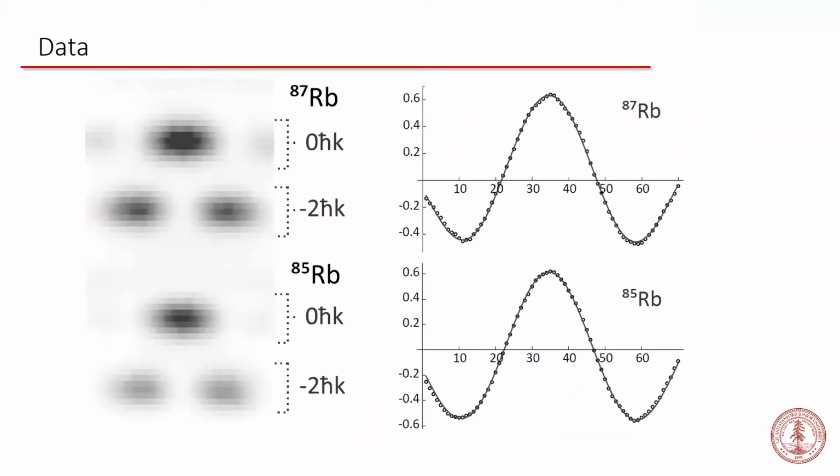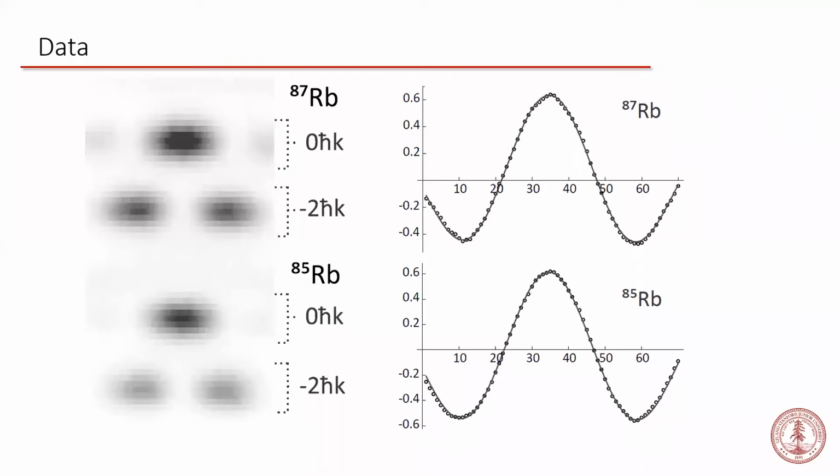How many atoms did you say were in each cloud typically? Yeah, I didn't say yet, but typically we launch about 10^6 atoms of each species, but then there are various losses, and there's maybe a few times 10^5 atoms participating in each interferometer.